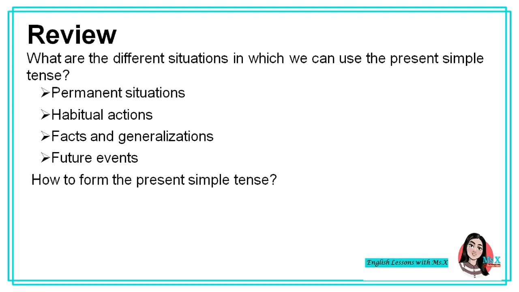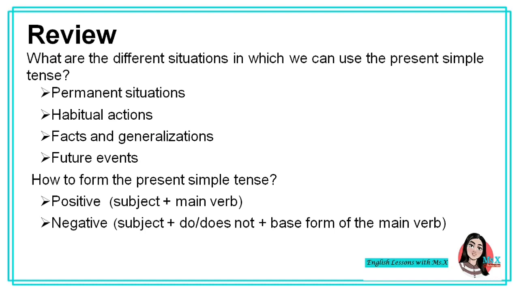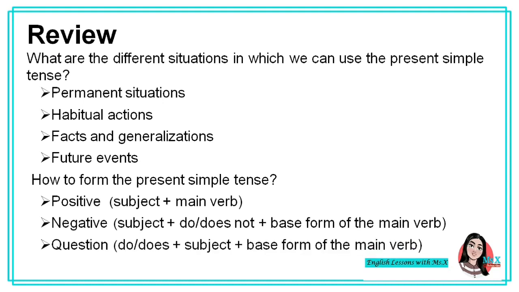How to form the present simple tense? For positive or affirmative form, simply follow the pattern subject plus main verb. To form the negative, the pattern is subject plus do not or does not plus base form of the main verb. To make a question, follow the pattern do or does plus subject plus base form of the main verb.